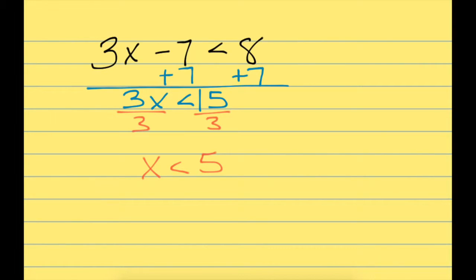And then, if it instructs us to, we graph our solution, which would be a number line with an open circle at 5 and an arrow going to the left.